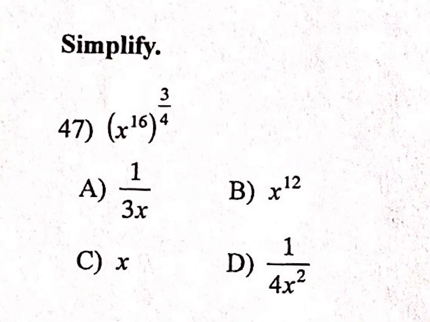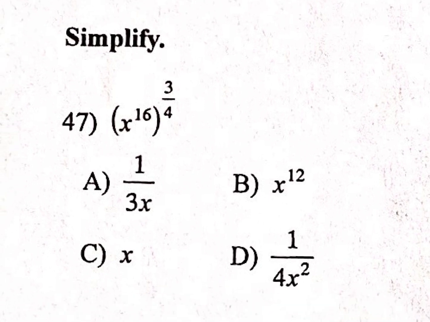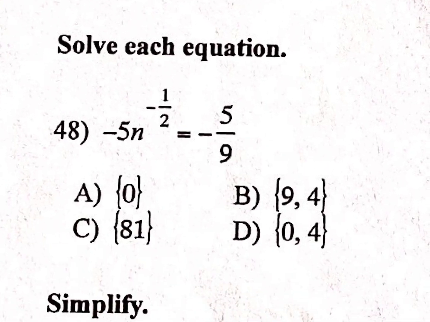47. You're going to need to know your exponent rules here. When you raise a power to a power, you multiply. So I'm going to go x to the 16 times 3/4. And if you do 16 times 3/4, you get 12. So it's just x to the 12th. That's quick.